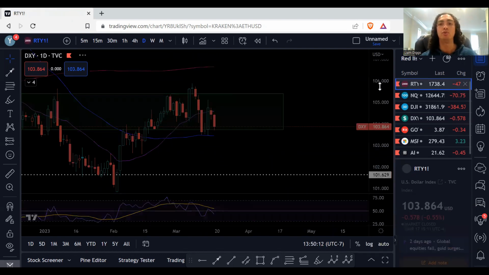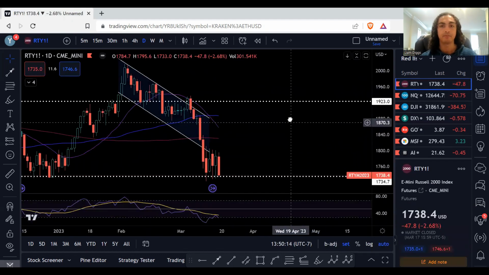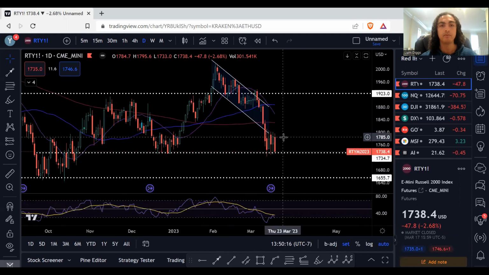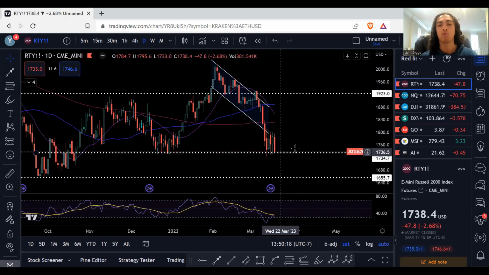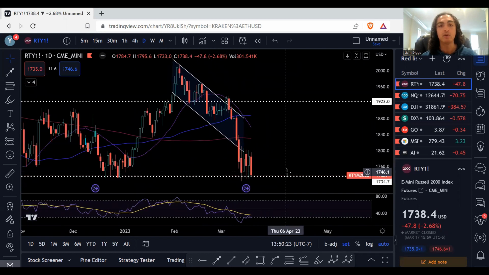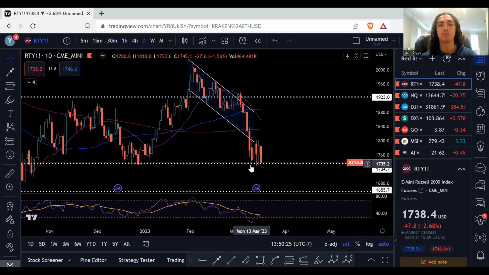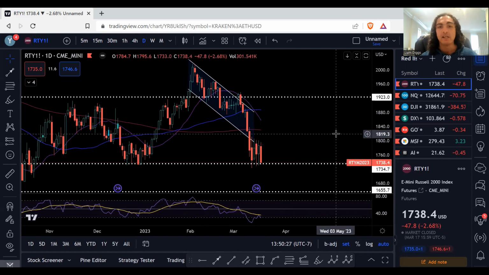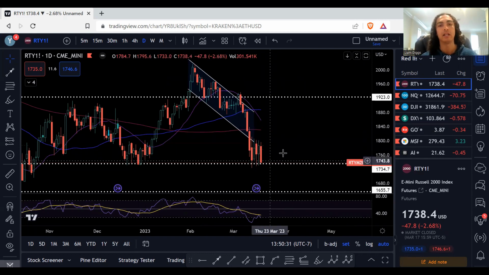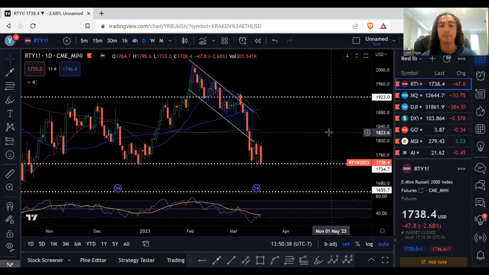Let's jump over to the Russell 2000. Russell 2000 is sitting right on this support line at 1734. You can see that it is holding strong right now, but price action is pretty heavy. It looks fairly bearish right now. Lots of selling pressure coming in. You can see we haven't really broken above about 1800 pretty much all of last week.